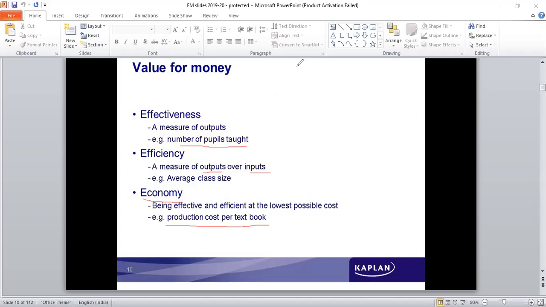Can we relate these three terms to quantity, quality, and the cost? Yes, quantity, quality, and the cost. Very well presented, yes, yes, very well presented.